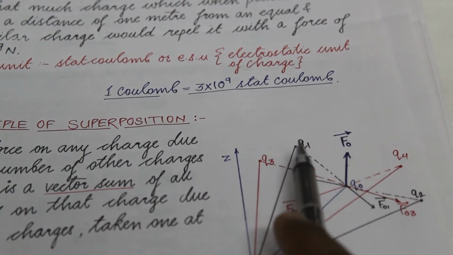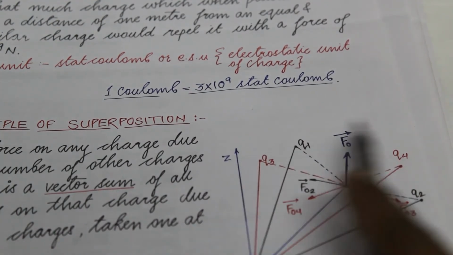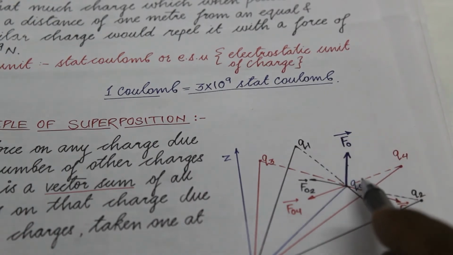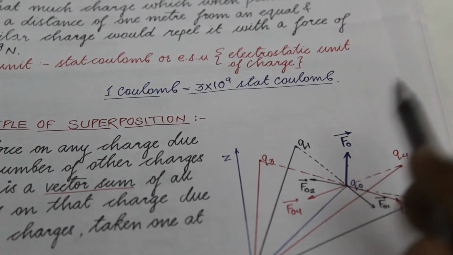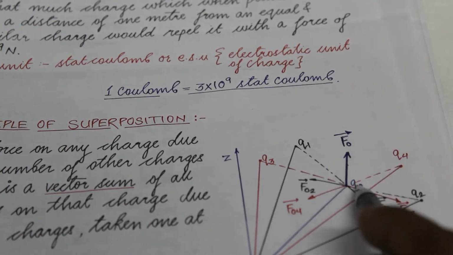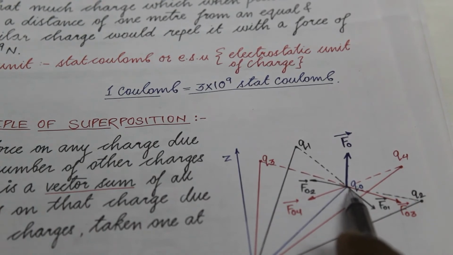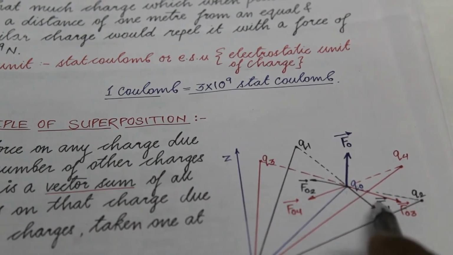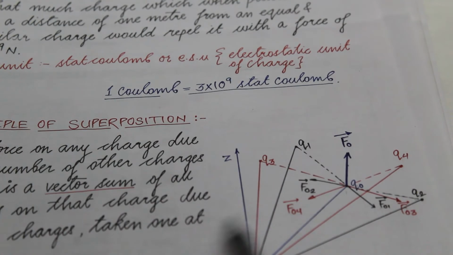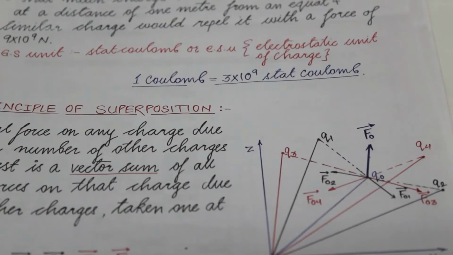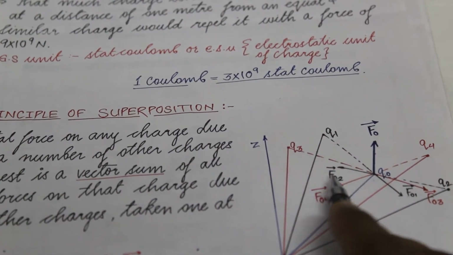It is surrounded by 4 charges Q1, Q2, Q3 and Q4. Each of the charges will apply a force on Q0. As we know, the electrostatic force acts along the line joining the two charges. So force on Q0 due to Q1 will be along this line joining, and let us assume that it is F01. Similarly, force on Q0 due to Q2 is along this line joining, that is F02.